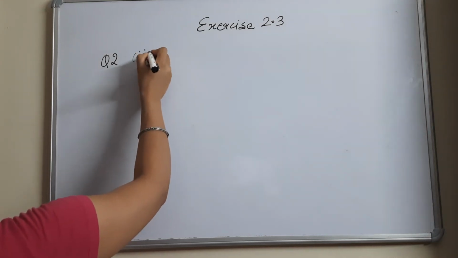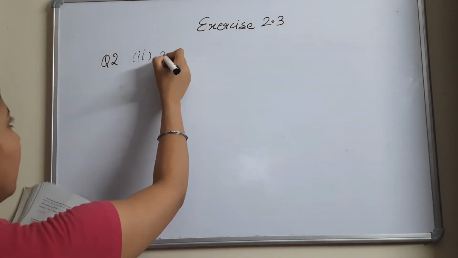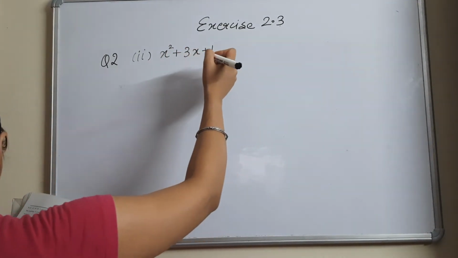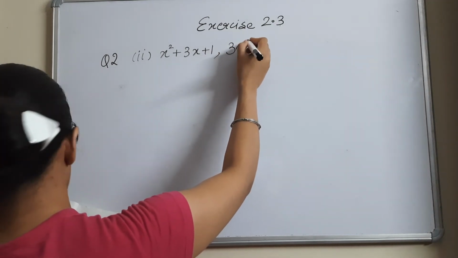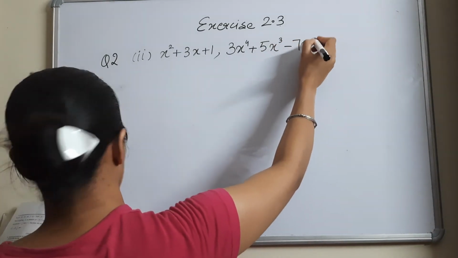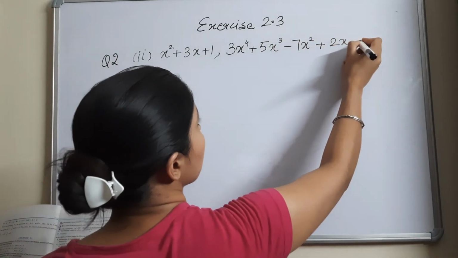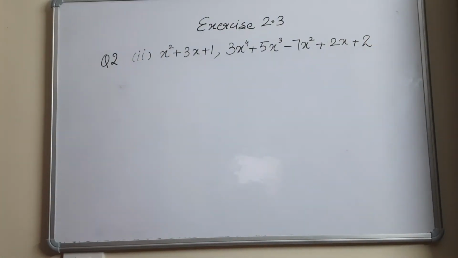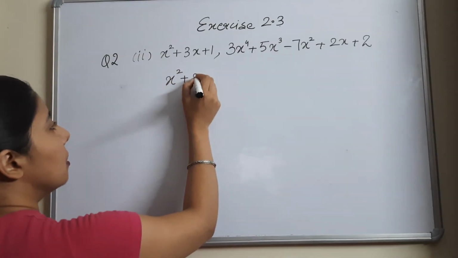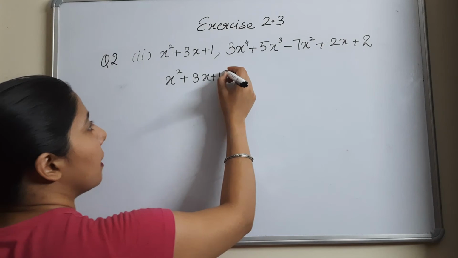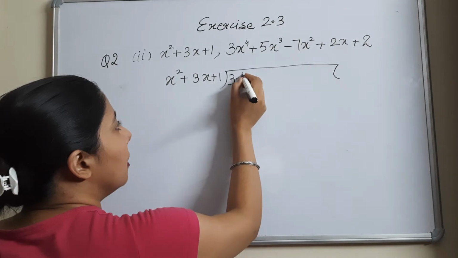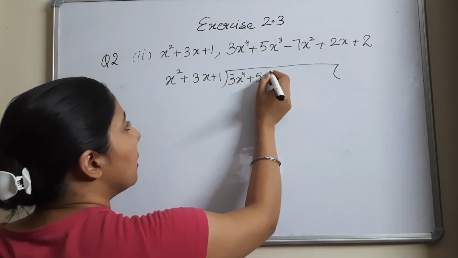Question number 2 says the polynomials are x square plus 3x plus 1, comma, 3x^4 plus 5x cube minus 7x square plus 2x plus 2. Okay, we will do the same calculation as division in this polynomial question. Here check the degrees. I can see the degrees are in correct order, so I need not add zeros or jumble the degrees.